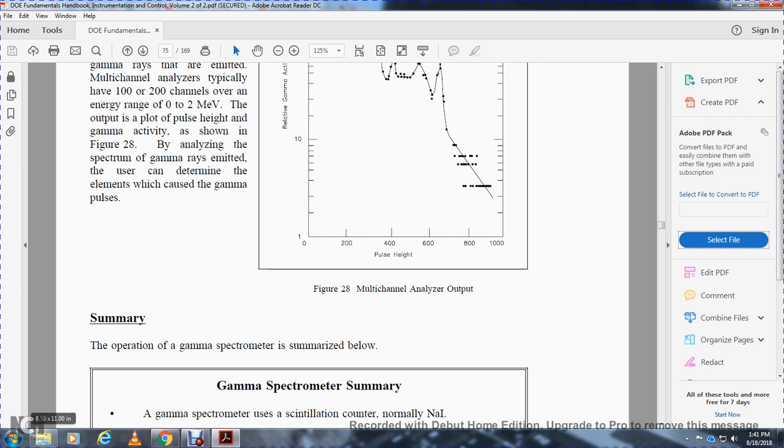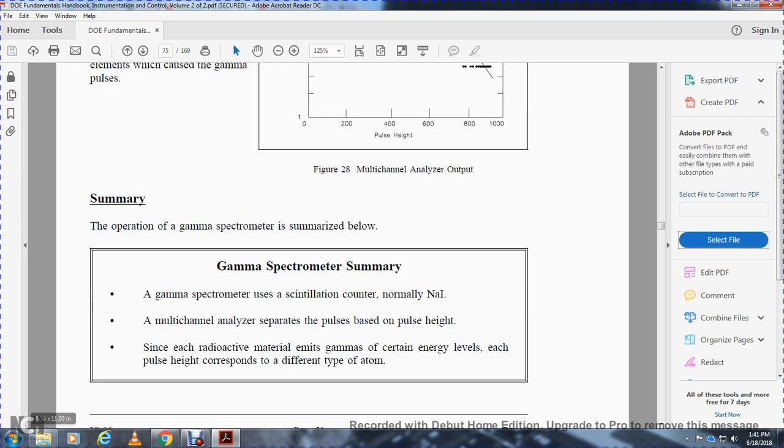The operation of the gamma spectrometer is summarized below. The gamma spectrometer uses a scintillation counter, normally NaI, and a multi-channel analyzer that separates the pulses based on pulse height. The radioactive material emits gamma rays at certain energy levels, each with a pulse height corresponding to a different type of atom.